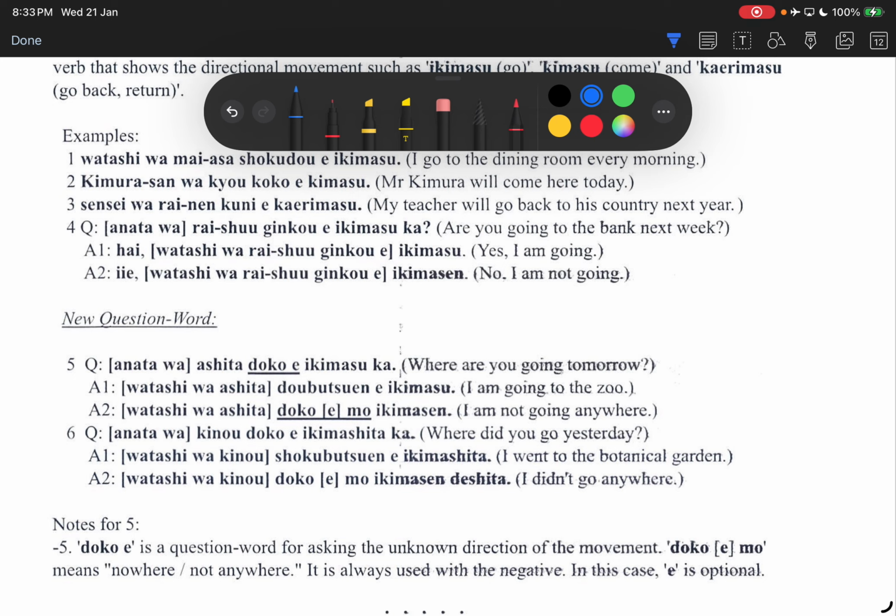A2 says どこへも行きません. Remember this どこも? This も is also right. So, where also never go. Where also don't go. You can think of it as, in English we say where also don't go, which means I'm going nowhere. So we have to use the negative version for this one. I'm going nowhere. If we don't use も, it still makes sense. どこへ行きません.